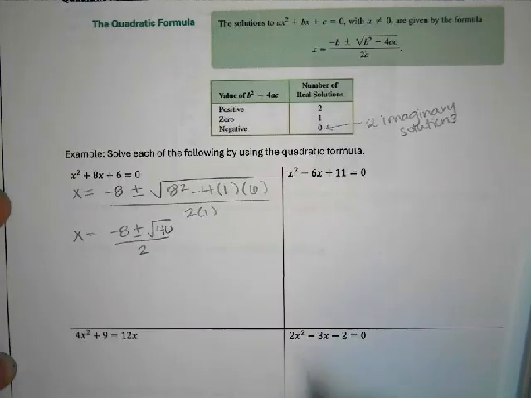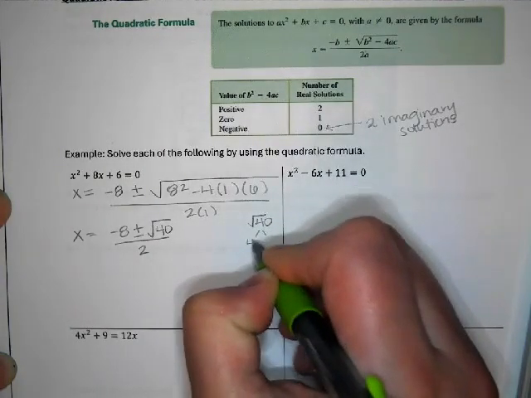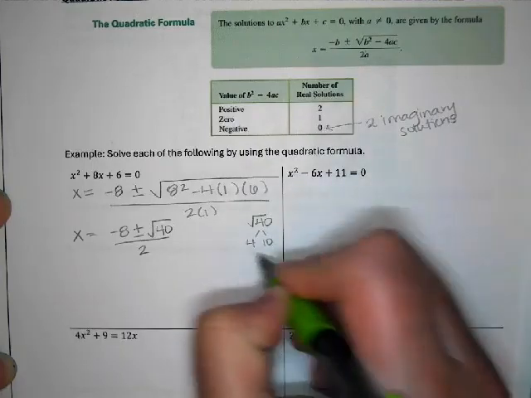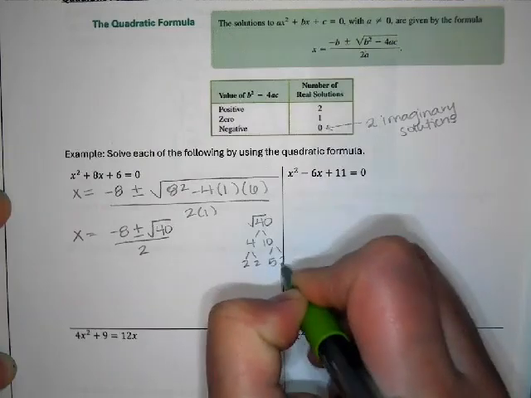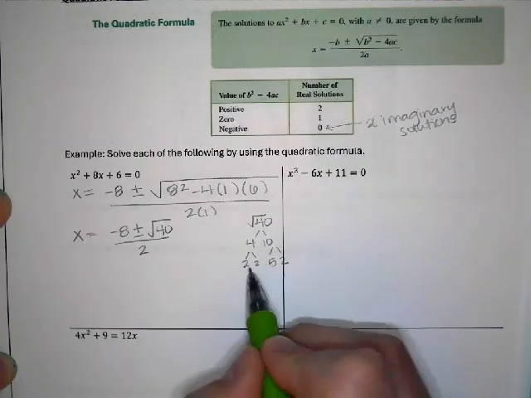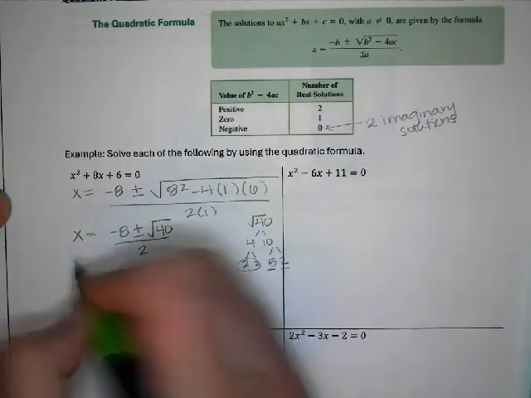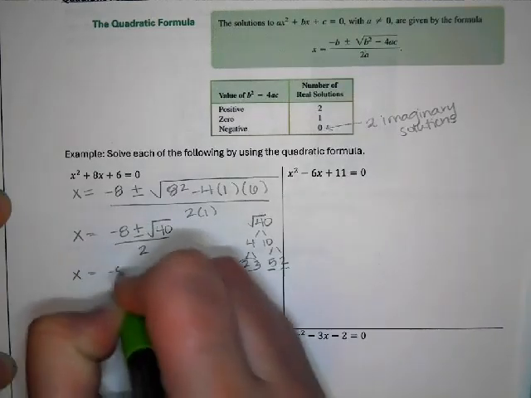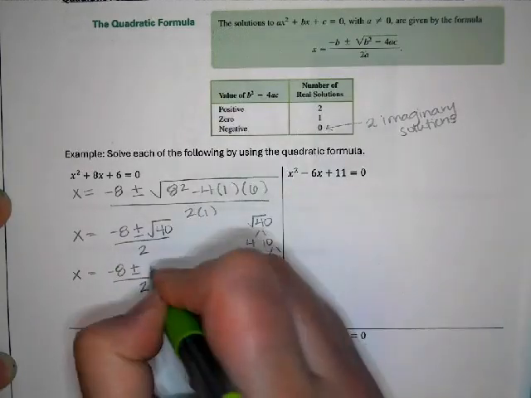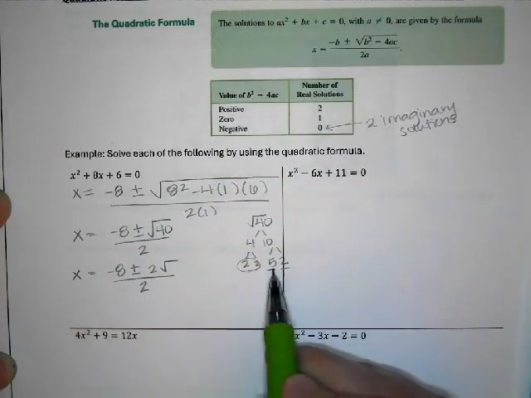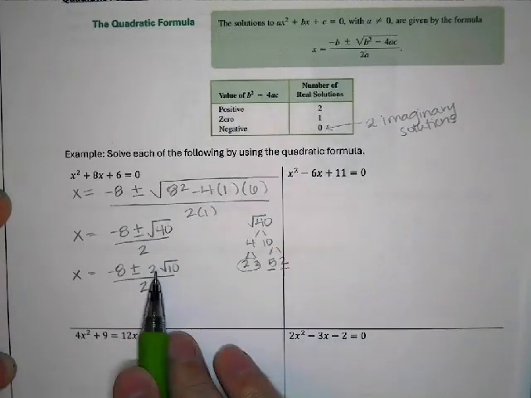Off to the side, I'm going to go ahead and do a factor tree on 40. That's 4 times 10. 4 is 2 times 2. 10 is 5 times 2. So we have a pair of 2s, a leftover 5, a leftover 2. Okay, so a pair of 2s, and then a leftover 5 and a leftover 2. 5 times 2 is 10. So 2 root 10 is the same thing as root 40.